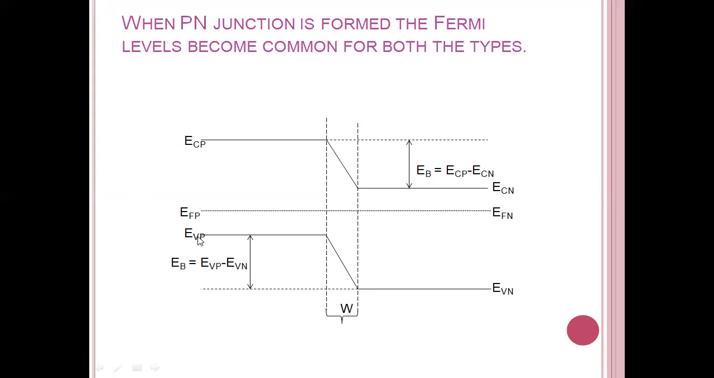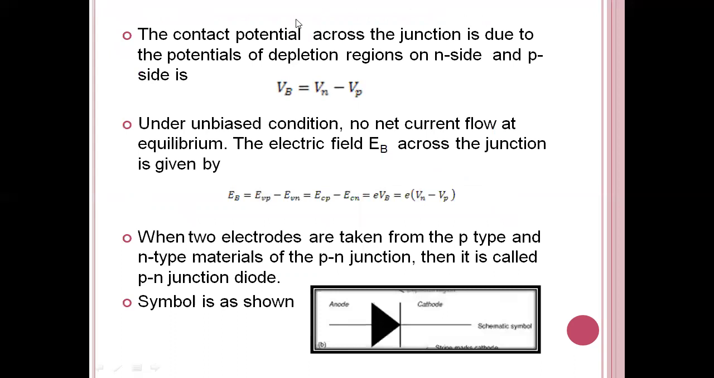The difference of energy levels at this junction gives the barrier energy, that is EB is equal to EVP minus EVN, and EB is equal to ECP minus ECN. This is the barrier energy EB. This can be written in other forms, in terms of potential also. The contact potential at the junction is the potential on the N side minus the potential on the P side. That gives the potential difference across the junction, that is the barrier potential: VB is equal to VN minus VP.